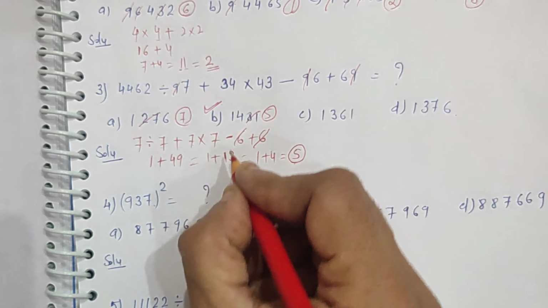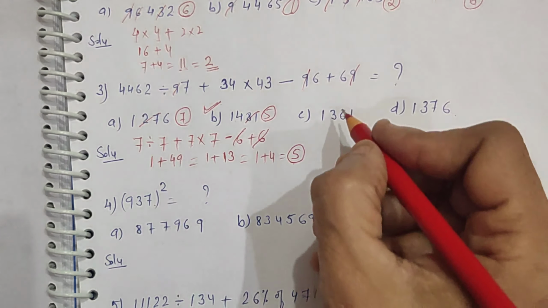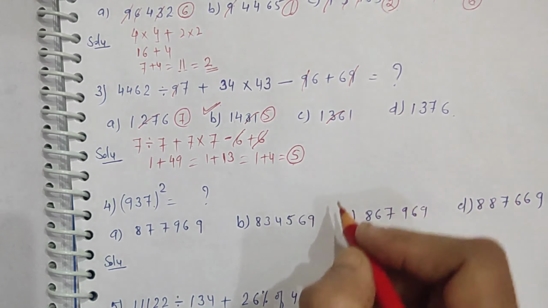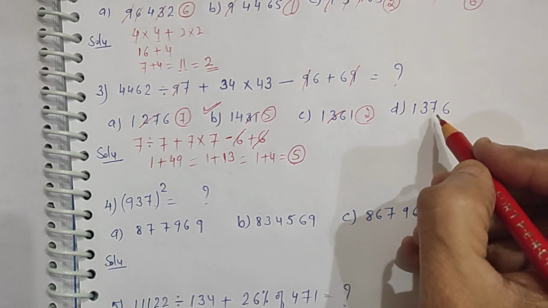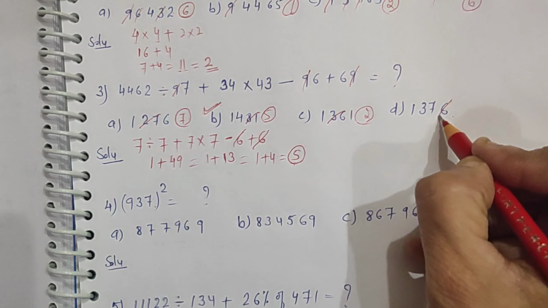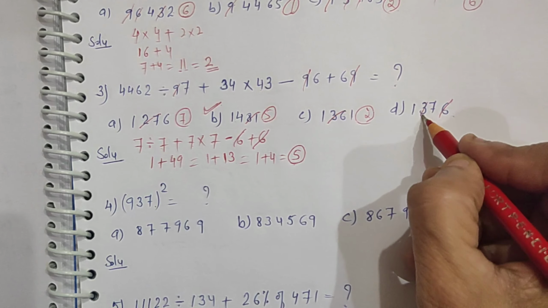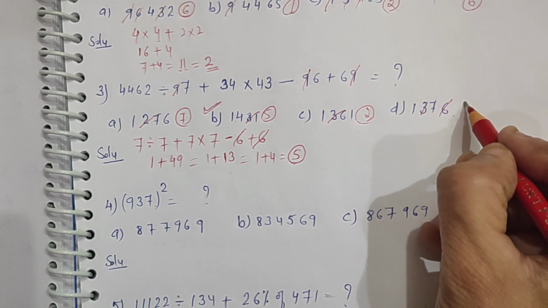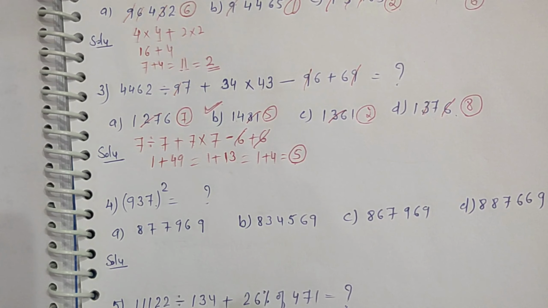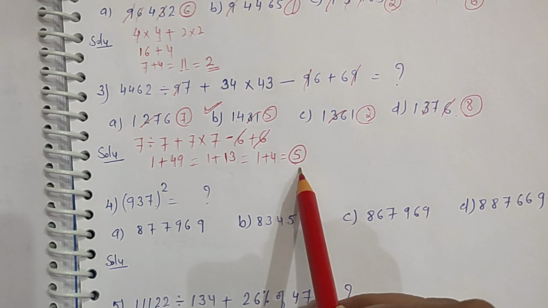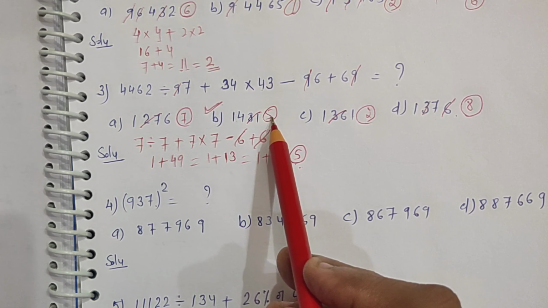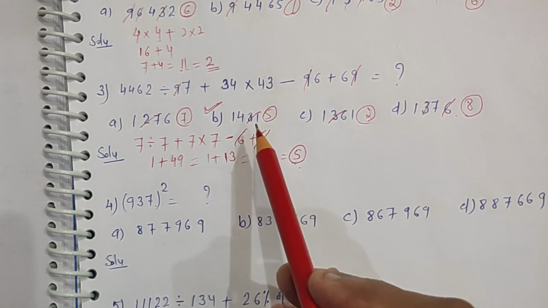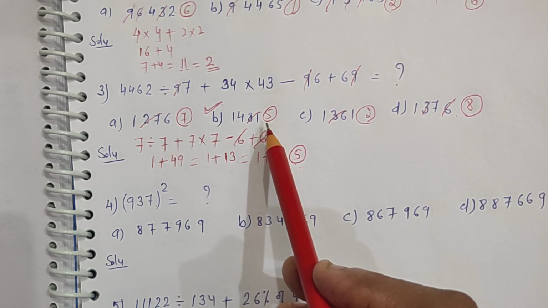But for confirmation, let us go ahead and check others also. 6 plus 3 I will cancel because it is making 9. So 1 plus 1 is 2. Now here also 6 plus 3 I'll cancel because it is making 9. 7 plus 1 is 8. Now you can see that here my digit sum was 5, right? And here I am getting 5 over here. So it means second option is my correct answer.